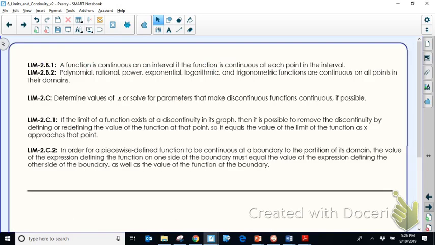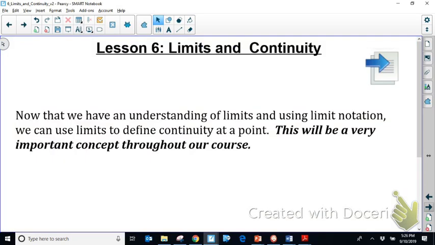Here, you're welcome to pause it and read it. These are a lot of the skills necessary to be successful when we're evaluating functions for their limits and whether or not they're going to be continuous. So limits and continuity are going to be pretty important, but let's see how we're going to be evaluating them.